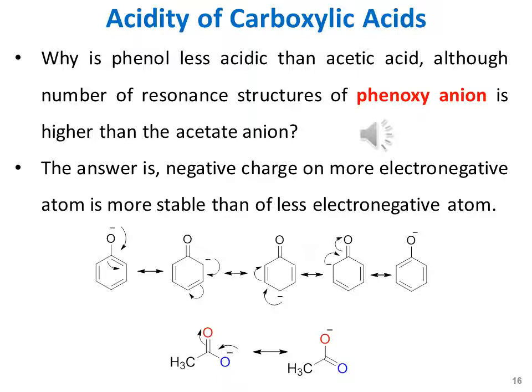Whereas in the case of phenol, when it loses a proton, the negative charge of the resulting phenoxy anion is resonating on the phenyl ring, which is composed of carbon atoms, so the negative charge resides on the carbons of the phenyl ring. In the acetate anion, the negative charge is resonating on oxygen atoms. Since the oxygen atom is more electronegative than the carbons of the phenyl ring, the acetate anion is more stable than the phenoxy anion, and hence acetic acid is more acidic than phenol.